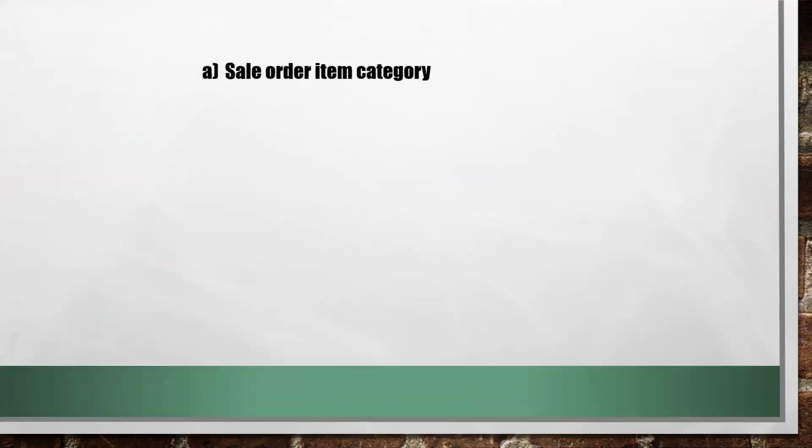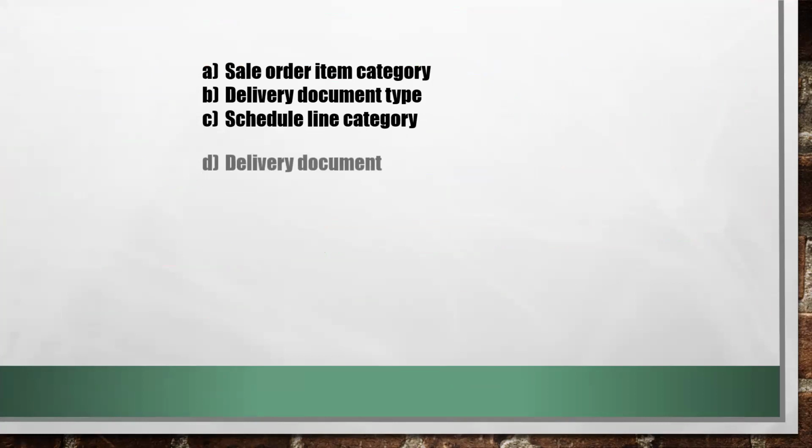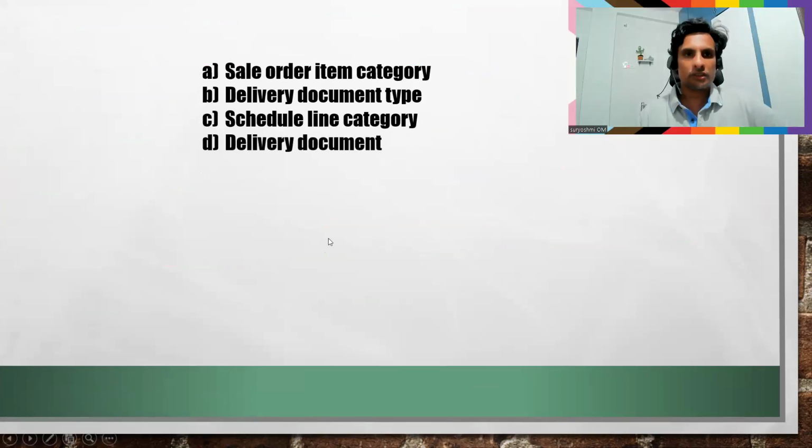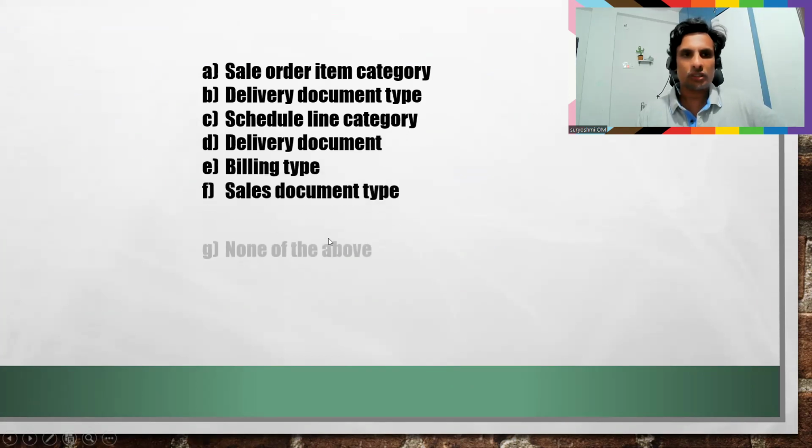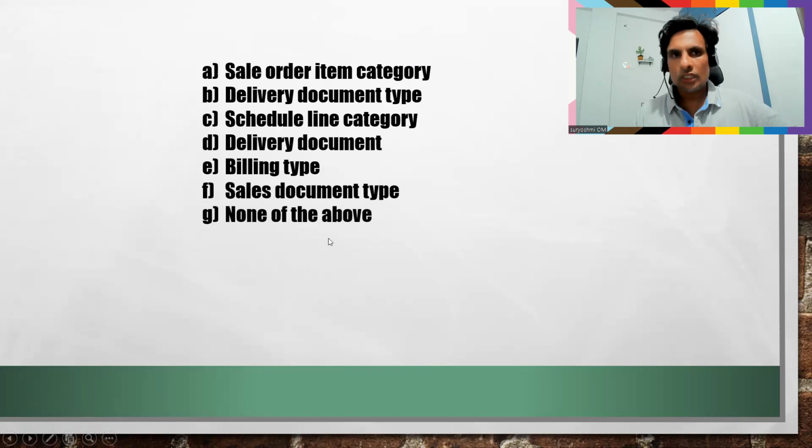below. So first option, sales order item category. Second, delivery document type. Third, schedule line category. And fourth, delivery document. And E, billing type, and F, sales document type, G, none of the above. So in this, one or two options might be correct, or else all options might be wrong. Try to answer this. I'm just waiting for your comments.